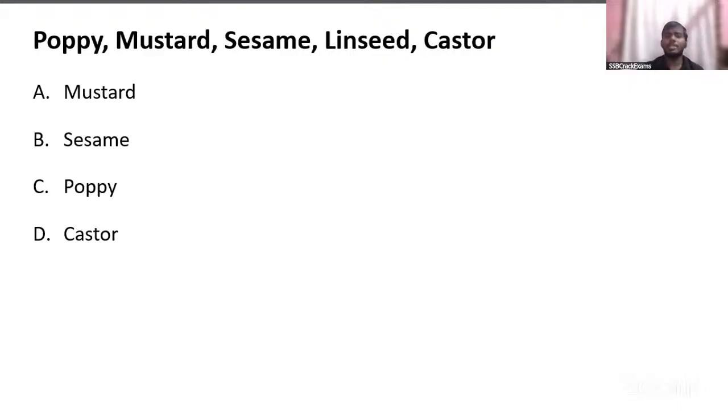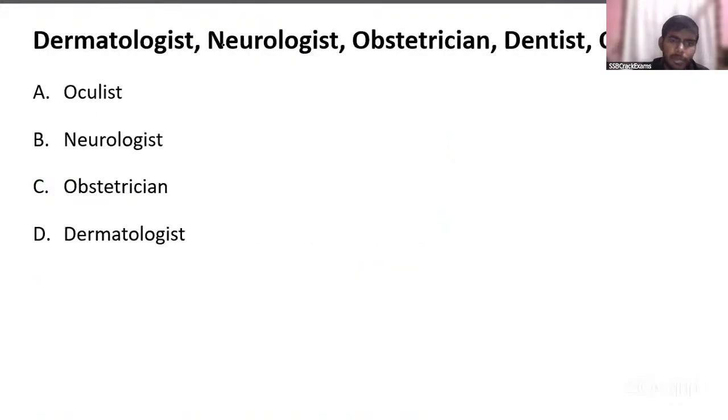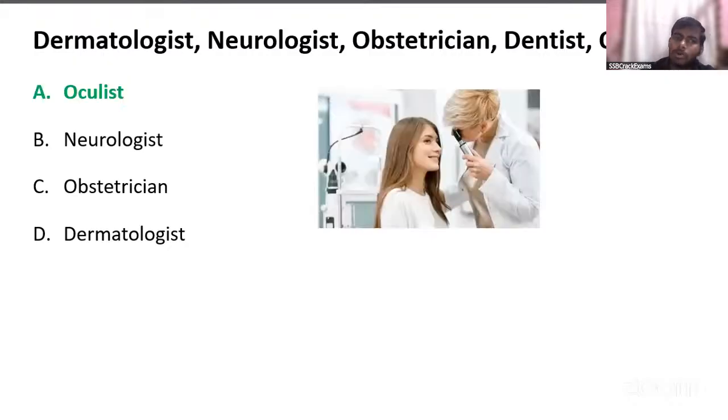Poppy, mustard, sesame, linseed, and castor. These are the flowers or the seeds. Okay, so poppy is my answer. The other three are not the answer. If you don't know what is poppy or sesame or castor or mustard, that basically means you don't know much about your English. You must correct it, and the GK part, you must learn more and more. Dermatologist, neurologist, dentist, obstetrician, and what is the last one? I can't see here. Pulmonologist or whatever it is. Okay, so these are all connected to doctors. Is the last also similar? No, they are not similar. That's why my answer is that one.